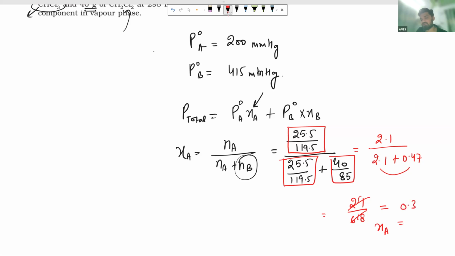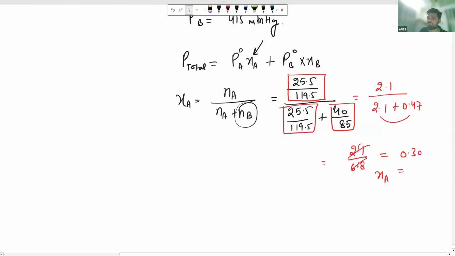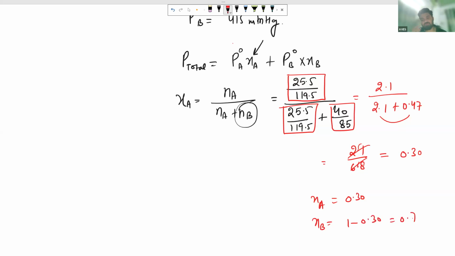0.3 approx. Okay, 0.30. So this is the mole fraction of A. When you solve all this, you will get XA is equal to 0.30. Got it? So what is the mole fraction of B? That would be 1 minus 0.30, that is equal to 0.7. Is that clear to you up to here?